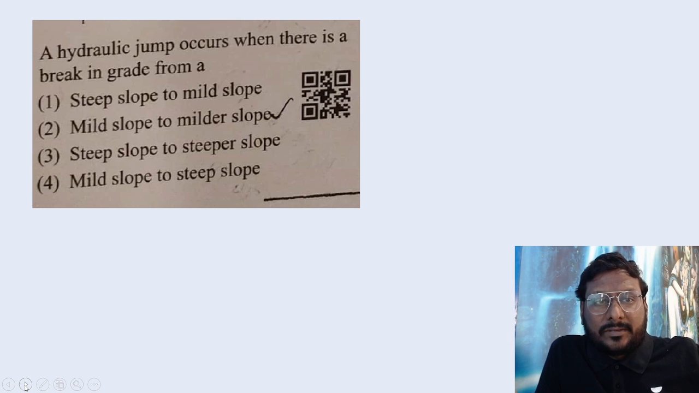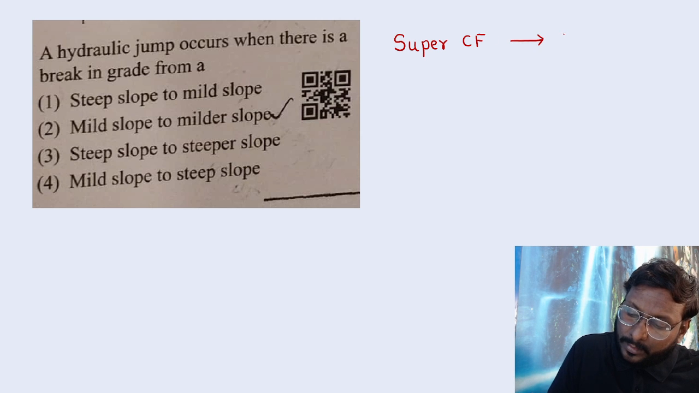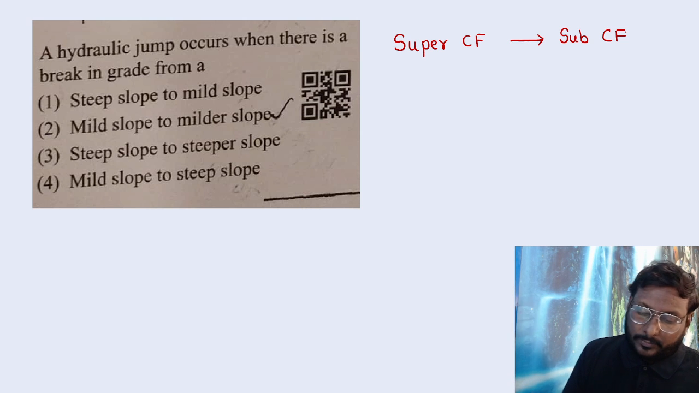Hydraulic jump occurs when there is a break in grade. Hydraulic jump occurs always from supercritical flow to subcritical flow. Supercritical flow to subcritical flow.